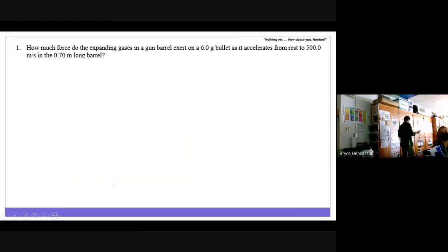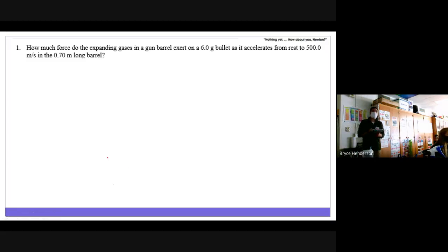How much force, and this is actually a good segue because we're going to do the catch a bullet thing in a minute. How much force do the expanding gases in a gun barrel exert on a 6-gram bullet as it accelerates from rest to 500 meters per second in a 0.7 meter long barrel? So, for example, if we know the length of the barrel of our weapon, 0.7 meters, and I have a 6-gram bullet inside, and I know the final speed at the tip, and it started at 0, obviously, then I have to use kinematics.